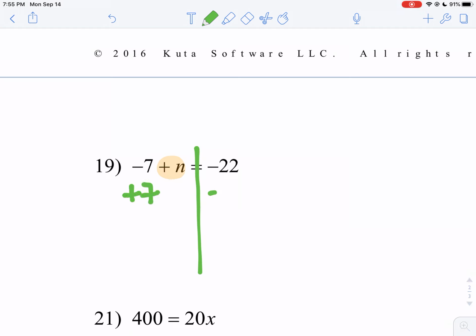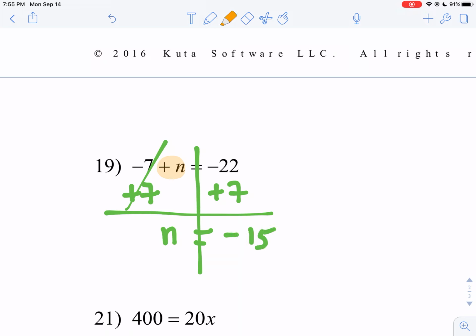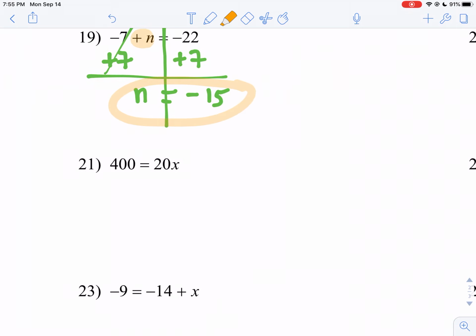Add 7. Add 7. Students always have trouble not knowing what to do. Should we add 7 or should we add 22? Always look on the side of the variable and undo whatever number is there. If you did this, then you would get the n by itself, which is the goal of this problem. And then you have negative 22 plus 7, which is going to be negative 15. And again, check your answer before you box. All right.